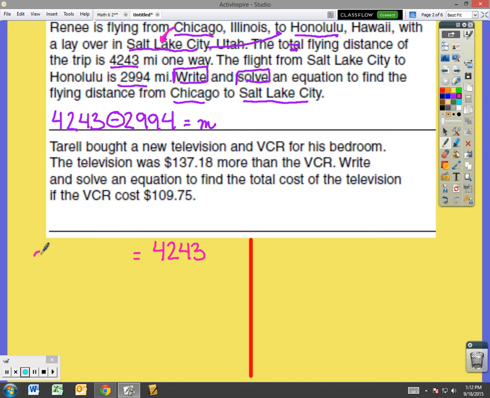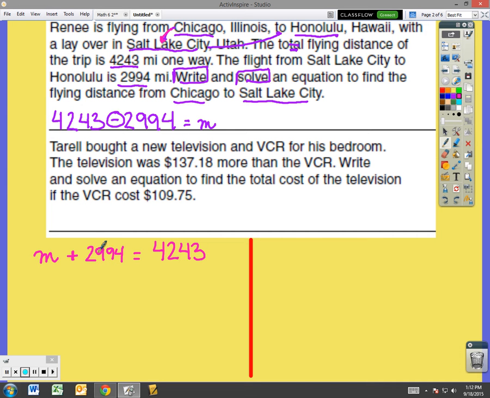So I'm going to call that M. That's an unknown. And I'm going to add, if I think about this, the first leg of the trip, plus the second leg of the trip gives me the total trip. Now, we're going to add the second leg of the trip. The second leg of the trip is the 2,994 miles. Now I have an equation. I have a variable, I have an operation, and I have a whole number, a rational number, an integer, and it's equal to what the whole trip was.